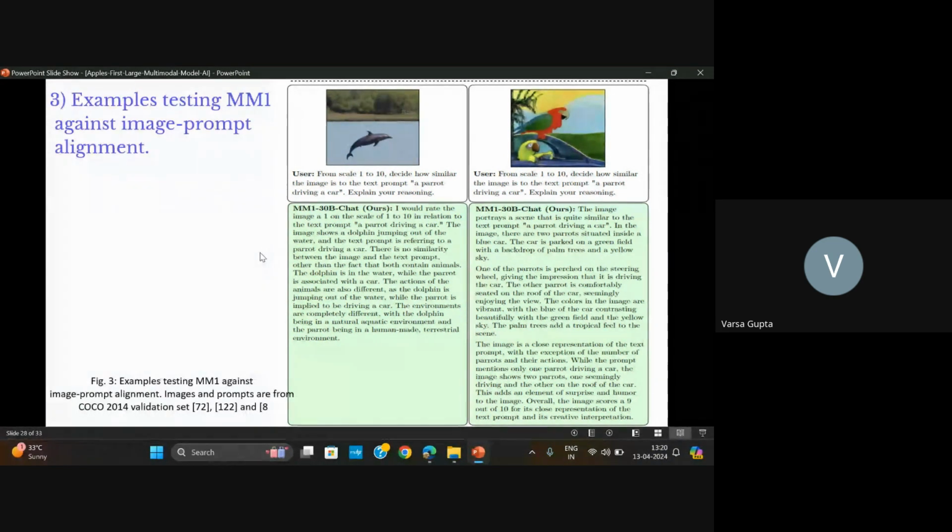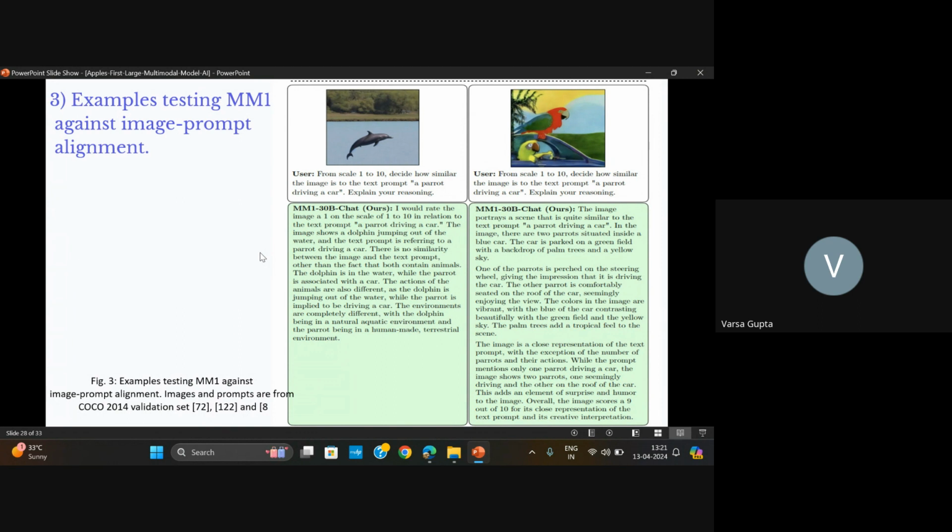Similarly, in the second image, it's the same setup: from a scale of 1 to 10, decide how similar the image is to the text, a parrot driving a car. There is a parrot pretending like it's driving a car, and there is another parrot on top of the car. In this scenario, the model responds that the image portrays a scene that is quite similar to the text prompt, a parrot driving a car. In the image, there are 2 parrots situated inside a blue car, and the car is parked on a green field with a backdrop of palm trees and a yellow sky.